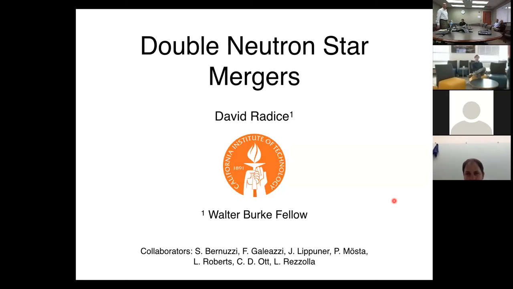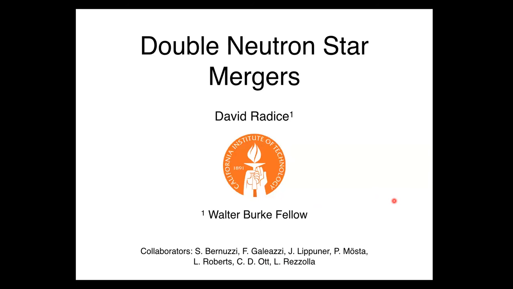So today's speaker is David Radice. He did his master's degree in Milan, and then he went to the Max Planck Institute for Gravitational Physics in Germany, where he did his PhD. And now he's a Walter Burke Fellow for Theoretical Astrophysics and Relativity at Caltech. And he will talk today about double neutron star mergers.